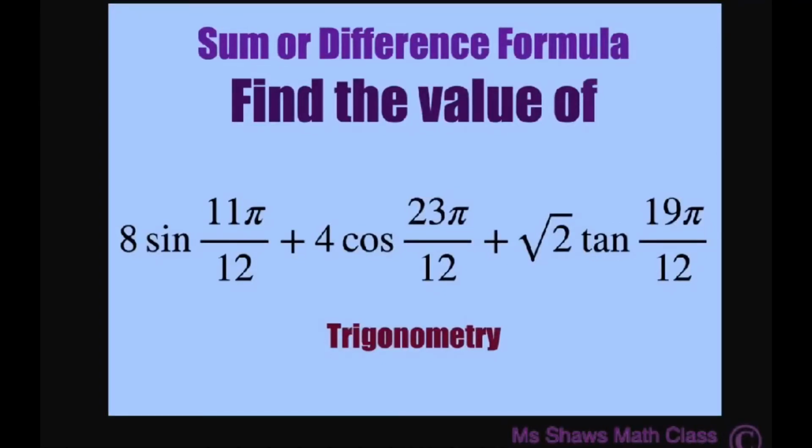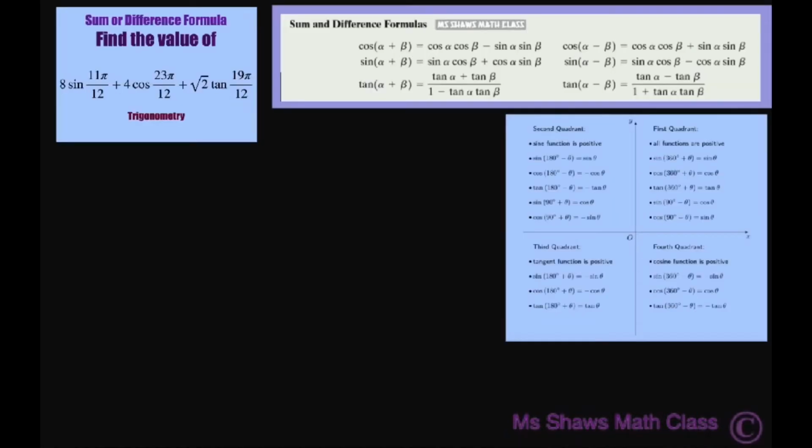Hi everyone, we're going to use the sum and difference formula to find the value of this expression given here. Now I usually just work in radians, but for this problem I'm going to go ahead and do some extra stuff and convert it to degrees and everything. And so when we start, I'm just going to ignore these constants in front right here for now. So let's just look at sine of 11 pi divided by 12.